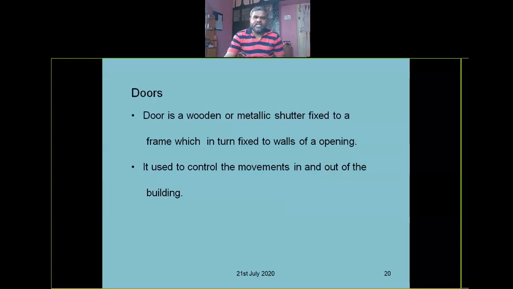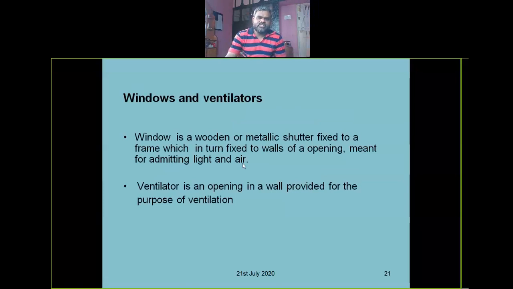So these are the barriers with which you can allow someone to enter into the room, or restrict entry into the room. These are used for that purpose, right? Windows and ventilators we use only for sunlight or air ventilation purposes. A window is a wooden or metallic shutter fixed to a frame, which in turn is fixed to the walls of an opening, meant for admitting light and air. A ventilator is an opening in a wall provided for the purpose of ventilation, right?